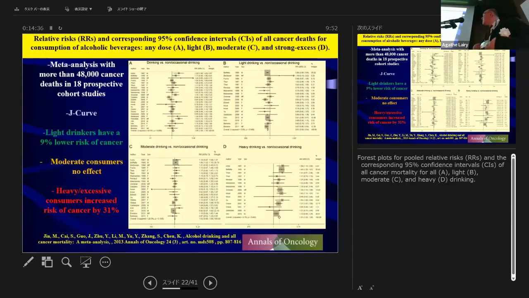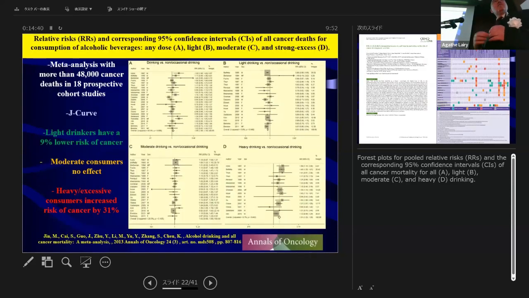Concerning cancer, a lot of things have been done. You have here, for example, in 2013, a meta-analysis with more than 48,000 cancer deaths in 18 prospective cohort studies, and a J-curve was found. Light drinkers have a 9% lower risk of cancer. For moderate consumers, there was no effect. And of course, for excessive or heavy consumers, there was an increased risk of cancer by 31%. So we really need to be moderate.